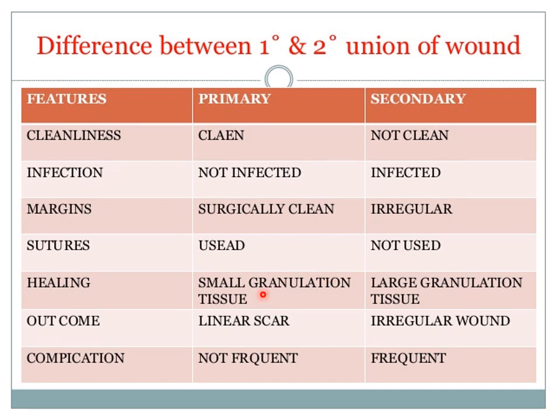The healing process involves small granulation tissue formation in primary intention, while in secondary intention there is large granulation tissue formation. The outcome is a linear scar in primary intention, while in secondary intention the scar is irregular. Complications are not frequent in primary intention, while they are frequent in secondary intention, usually scar contracture and deformities in the area.